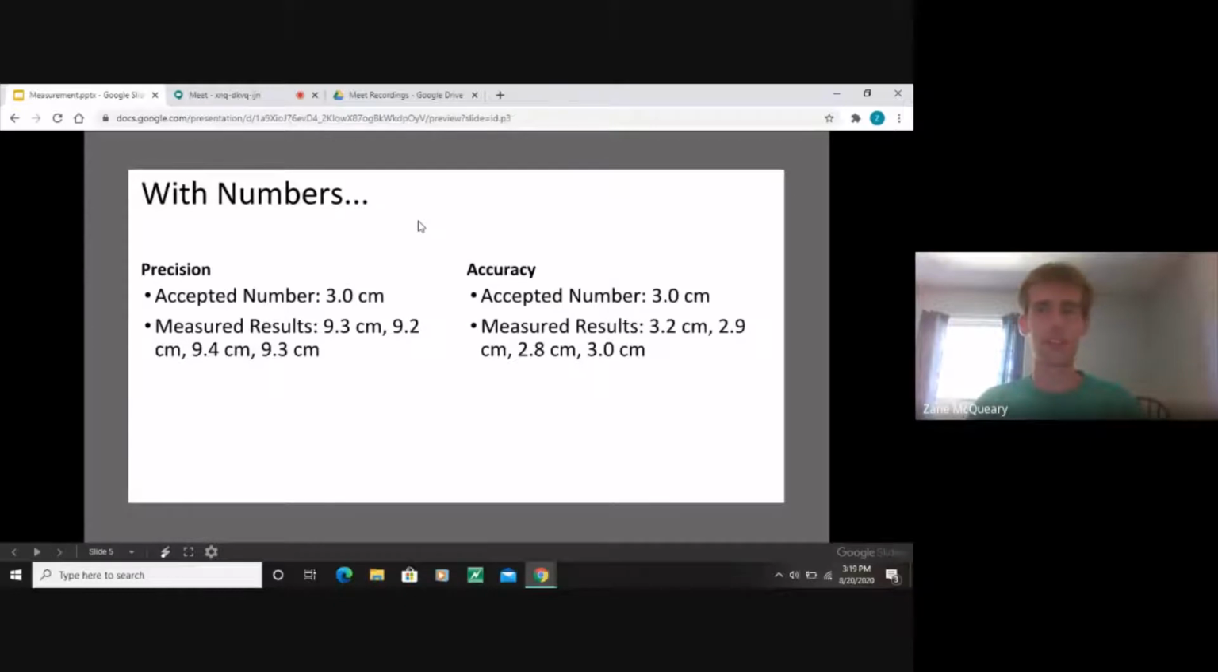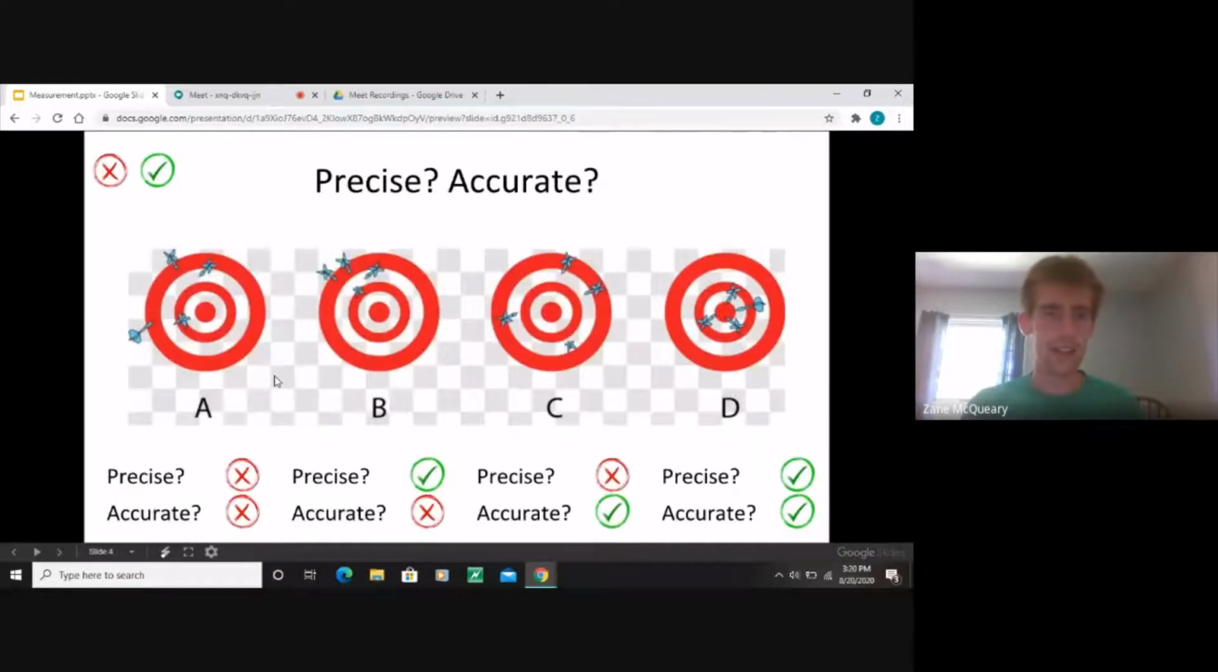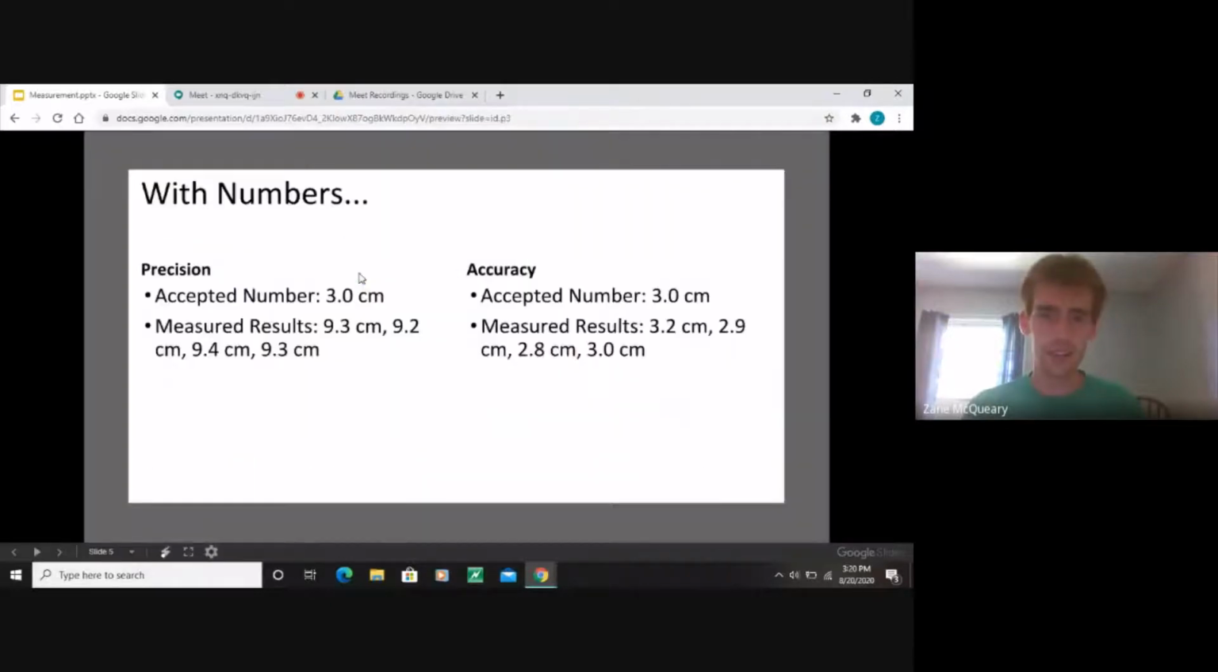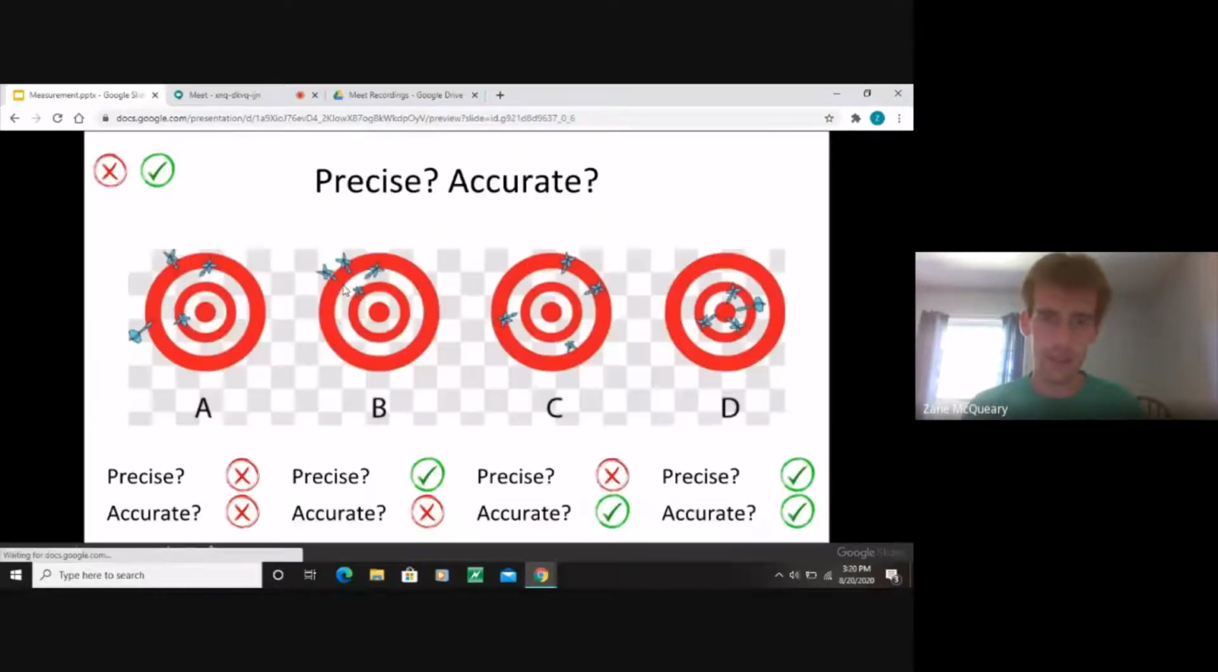Just like our visual, we can also do this with numbers. So this time, our right value is going to be a number. In this case, it's 3. And then we're going to compare what we measured with that value. So in the first case, 9.3, 9.2, 9.4, 9.3, that's almost like this one over here in B. They're all pretty close to each other, but none of them are near 3. You can see they're close together, but they're not really what they're aiming for.